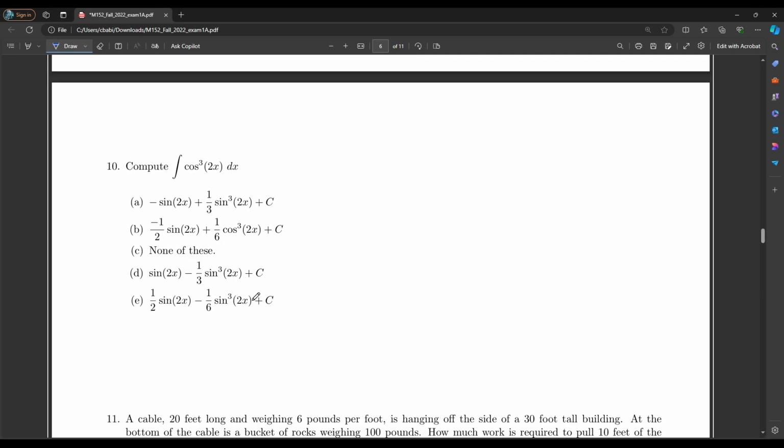Yes. Compute the integral of cosine cubed 2x dx. Initially you might think to use a trig identity, because we have a 2x and that's a double angle, but looking at the answer choices, they don't want us to do that. They just want us to keep it as our 2x, which is a lot easier. But the question is, how do we solve this integral?